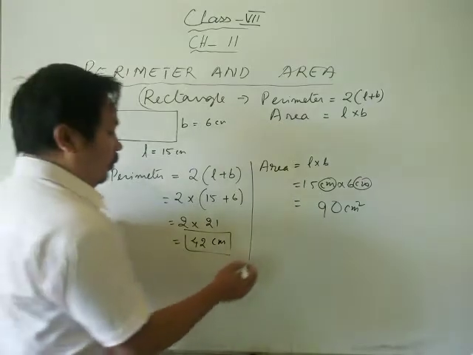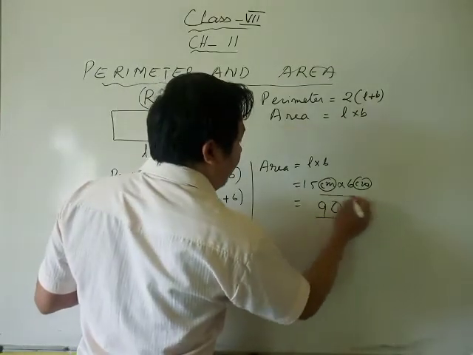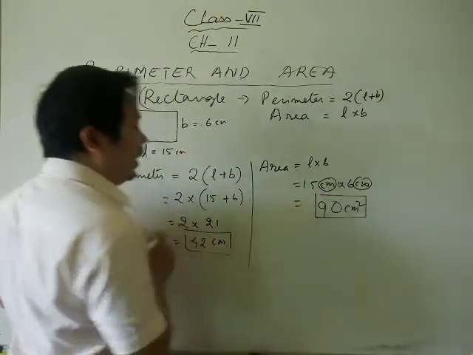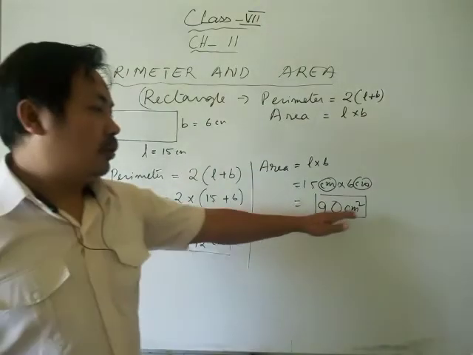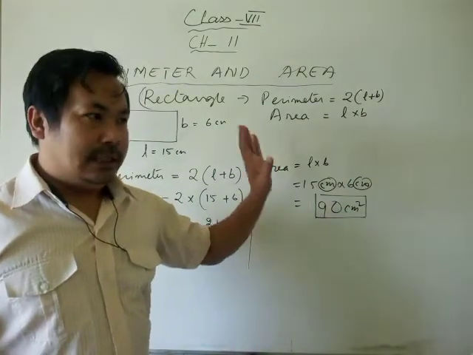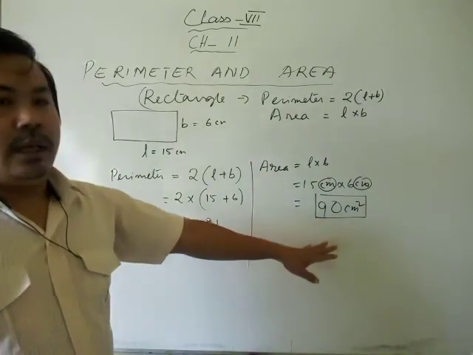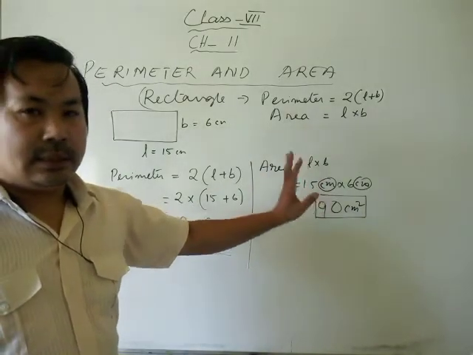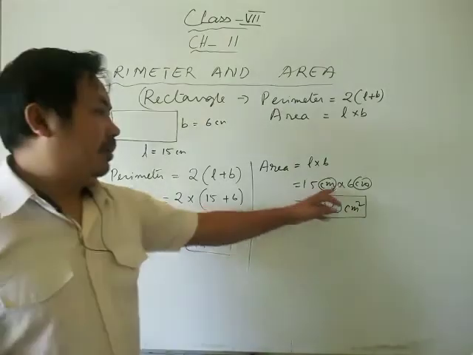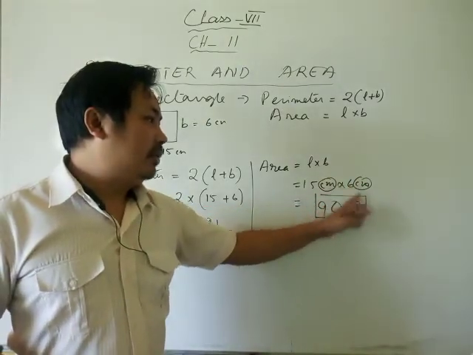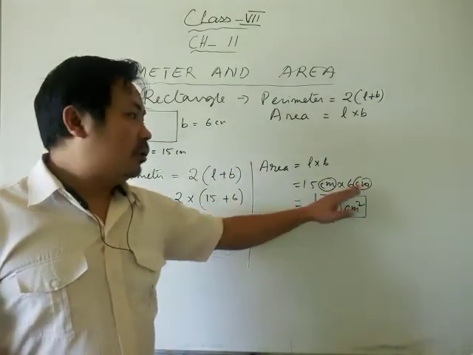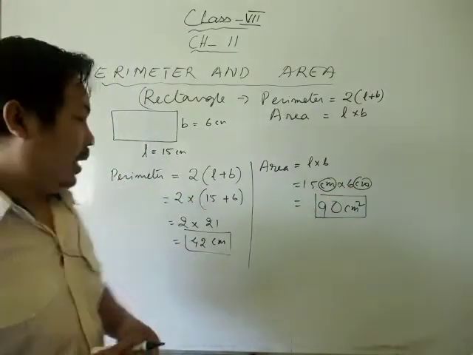So whenever you give the answer for area, you must put square on the units. Maybe centimeter square, or maybe meter square, or maybe kilometer square. So they must be with the square. Okay, since they are multiplying again and again, centimeter into centimeter is centimeter square. So like this.